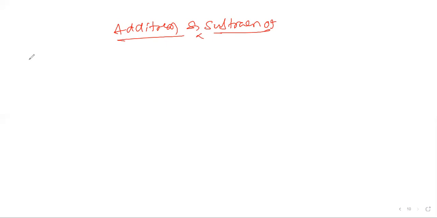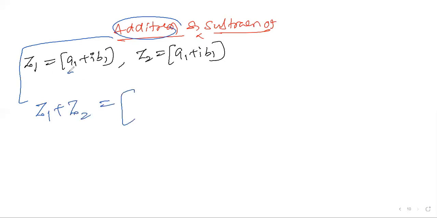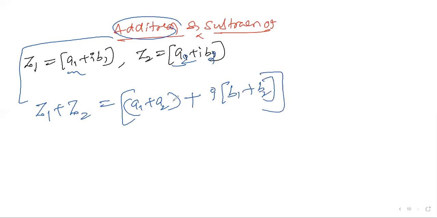Let us take two numbers. Z1 is one complex number, A1 plus iB1. Z2 is another, A2 plus iB2. There are two different complex numbers. If you want to go for the addition case, Z1 plus Z2 is equal to, you add the real parts and the imaginary parts: A1 plus A2, plus i into B1 plus B2. Just add the real and imaginary parts.